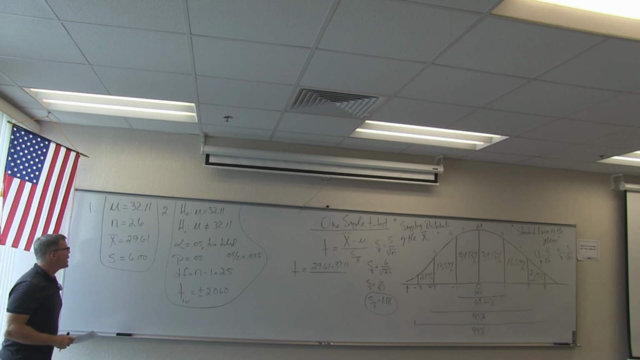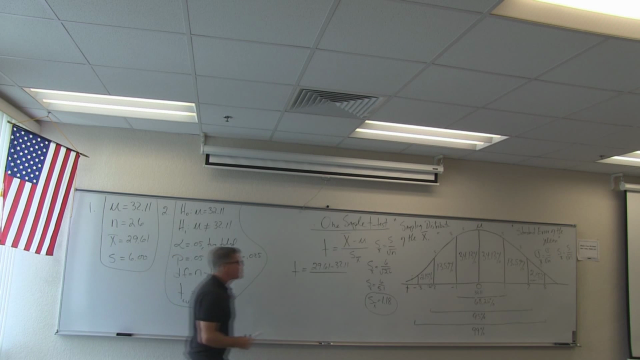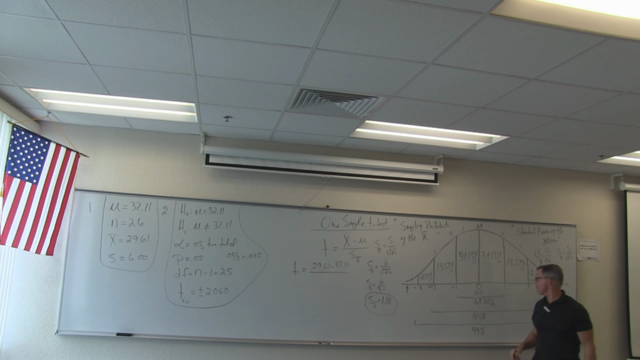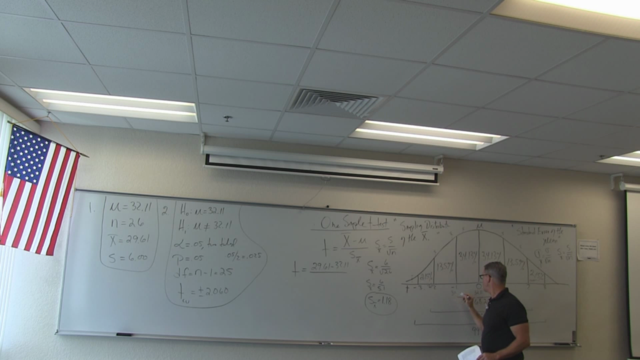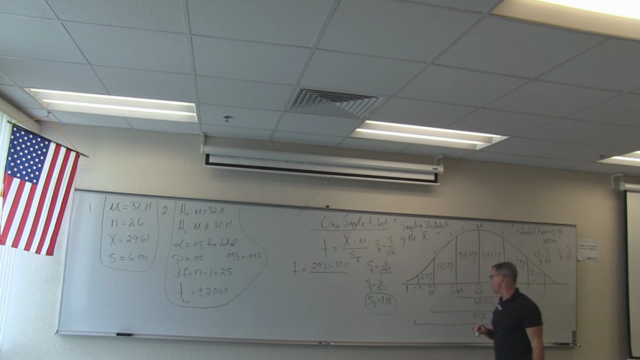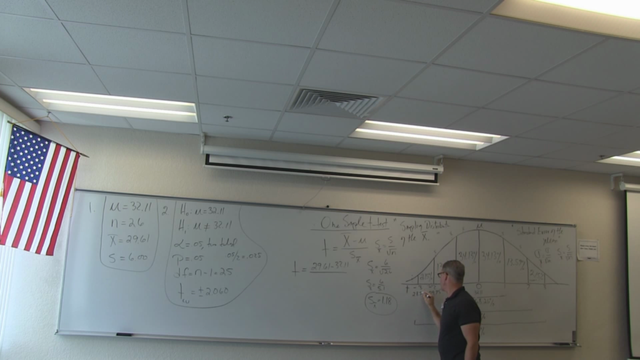Class, is t going to be positive or negative? It's going to be negative, yeah. We're going to work on this left side of the distribution. 32.11 minus 1.18? 30.31. Minus 1.18? What's that? Yeah, I messed up on the first one. The first one is 30.9. Sorry. Minus 1.18? 29.75. Minus 1.18? 28.57. Great.